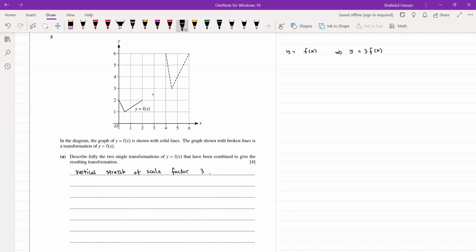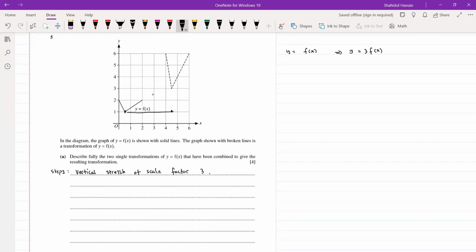It has been done 3 times, that's why the scale factor is 3. And someone has pushed it, translated it. What will the translation be? From this point, which is 0.5, you have moved to 4.5. So we're going to write here, we have a vertical stretch of scale factor 3. This is step 1. This is the transformation of step 1.